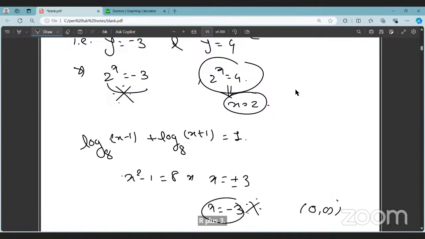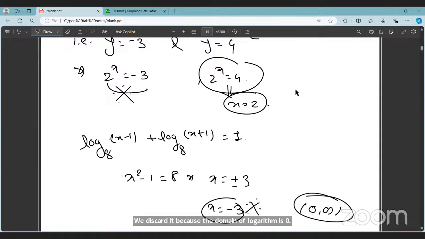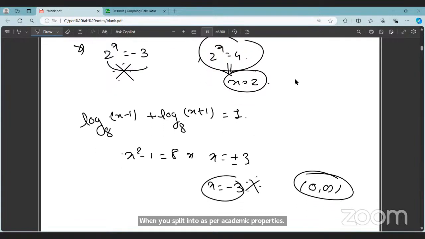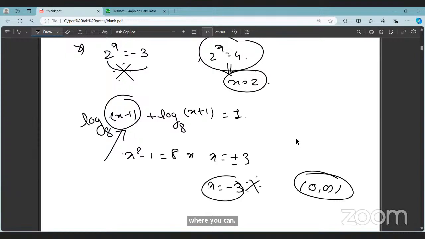Why, ma'am? When you see only the function log of x square minus 1, we can accept minus 3 also, correct? When you split it as per logarithmic properties, why can't you? But here it's given x minus 1. If you put x equal to minus 3, you will get minus 4, so the log function is not defined. When you see it as a whole function, log of x square minus 1, it is acceptable, correct?